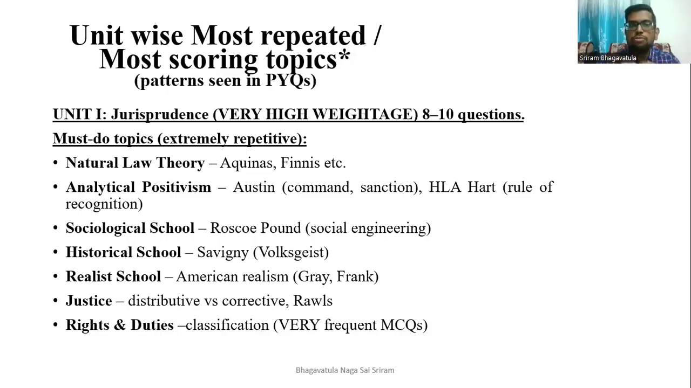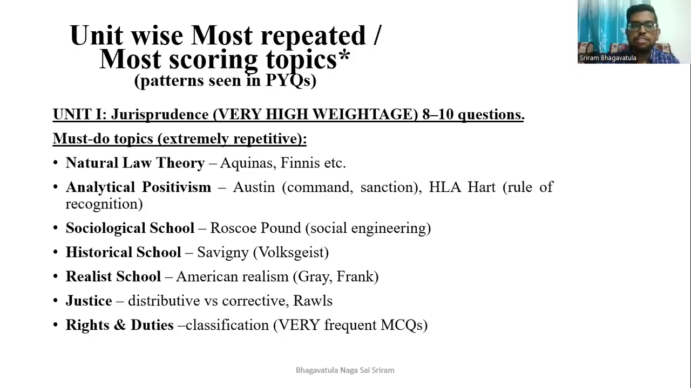You must do the following topics which are extremely repetitive. First, the theories or schools of jurisprudence are very important. You need to look at natural law theory, Aquinas, Finnis, etc., and there are other jurists also in this school of thought. Next one is analytical positivism. You need to study Austin's command and sovereign, HLA Hart's rule of recognition, etc., and whatever the proponents of this particular school are, you need to study.